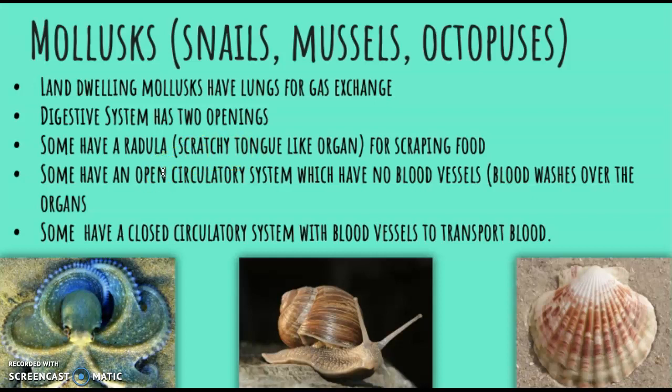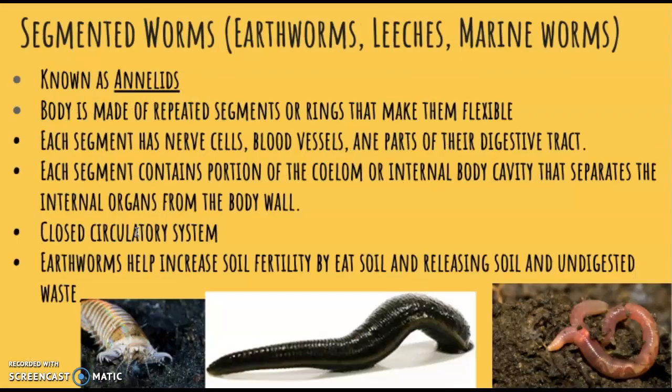They have 2 types of circulatory system depending on the type of mollusk. Some mollusks have something called an open circulatory system. There's no blood vessels in their body. Since they don't have blood vessels, the blood just washes over the organs as they move. Some have a closed circulatory system, which is similar to our body. Not exactly the same, but they have blood vessels that carry blood around the body and carry nutrients and oxygen to the organs and cells and then remove the waste products.